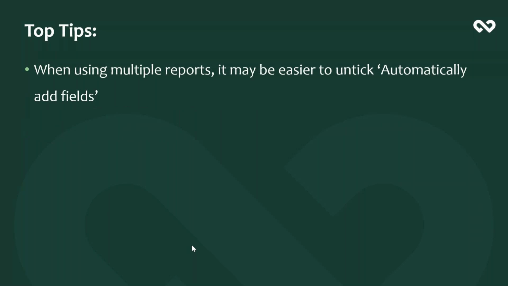Finally, I mentioned it before, but when using multiple reports, it may be easier to untick automatically add fields. Once again, if you've got automatically added fields and you're playing around, adding different columns, your snapshot report could begin to get clogged up with unnecessary fields, and it could take you a long while to clean up the mess that you've made.